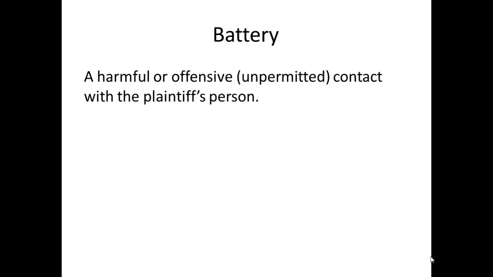Number 2, blank is the intentional interference with a person's freedom of movement by unlawful confinement. The answer to 2 is C, false imprisonment. Question 3, blank is the intentional infliction of harmful or offensive bodily contact. Answer A, battery.